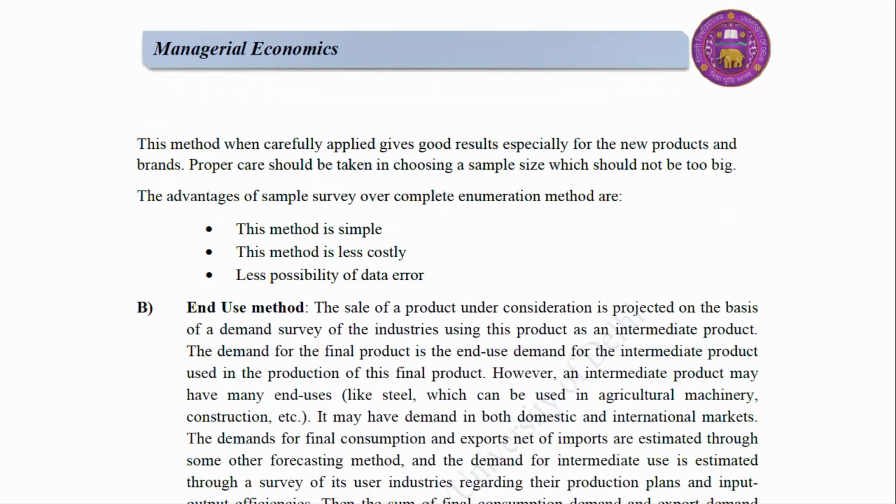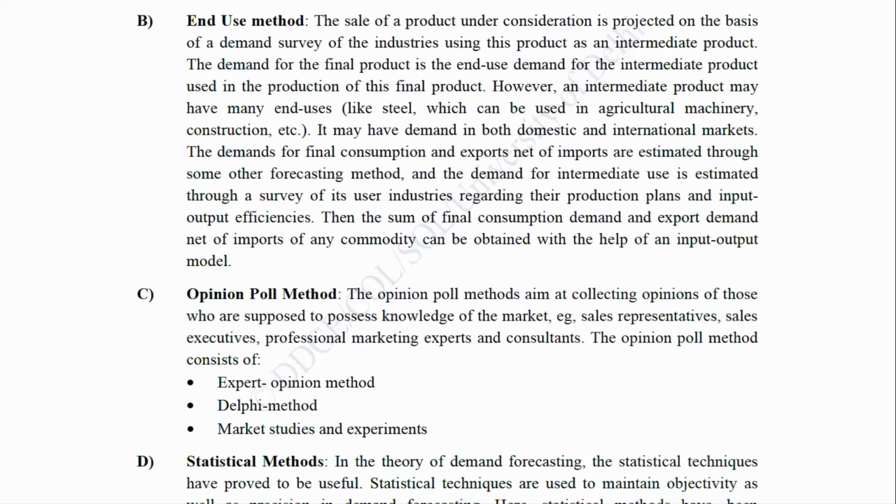B. End-use method. The sale of a product under consideration is projected on the basis of a demand survey of the industries using this product as an intermediate product. The demand for the final product is the end-use demand for the intermediate product used in the production of this final product. However, an intermediate product may have many end-uses, like steel, which can be used in agricultural machinery, construction, etc. It may have demand in both domestic and international markets.